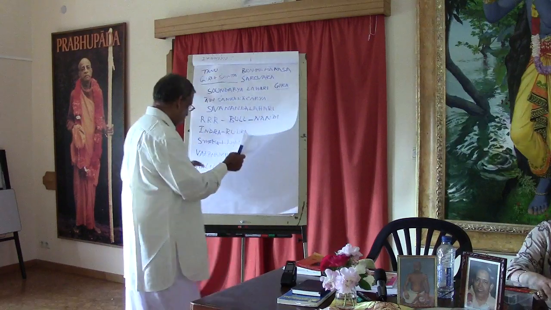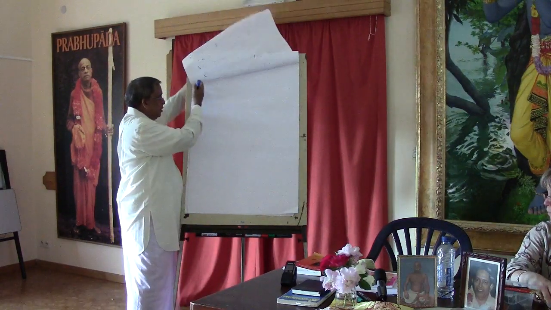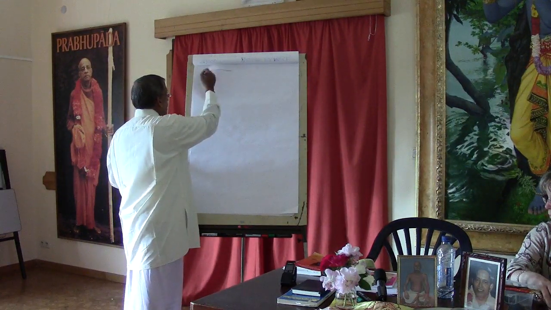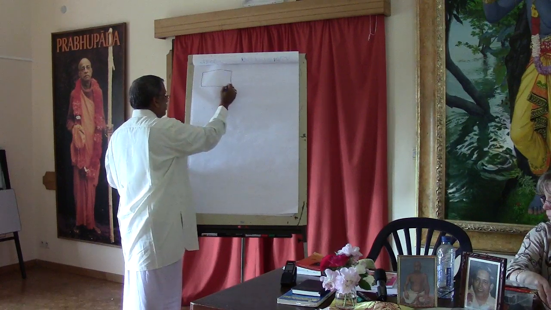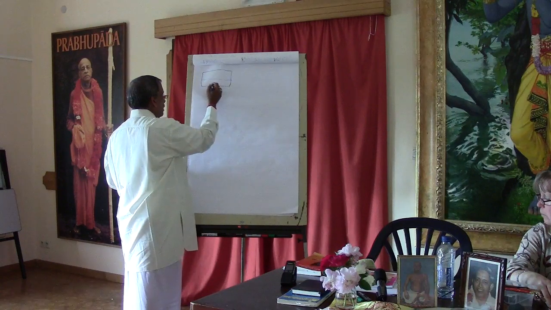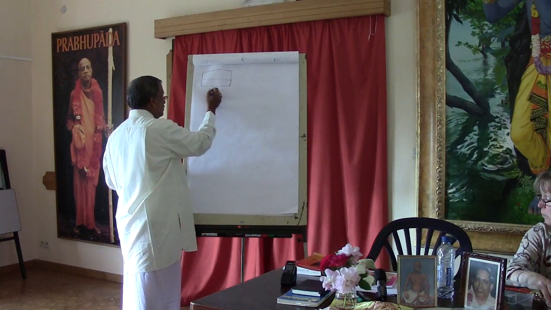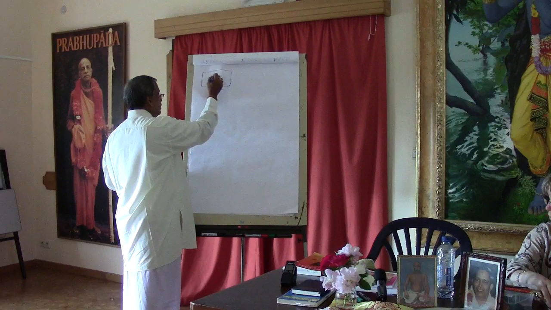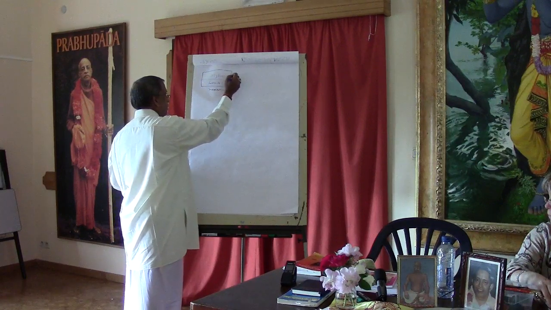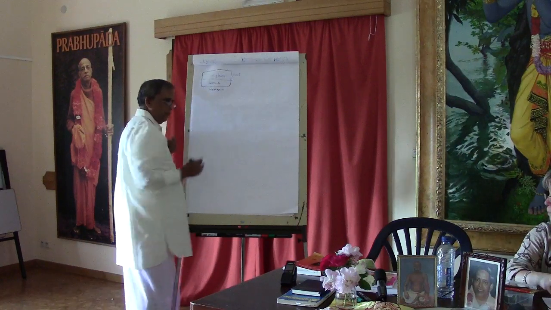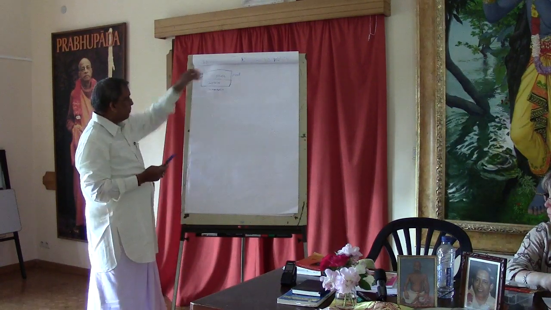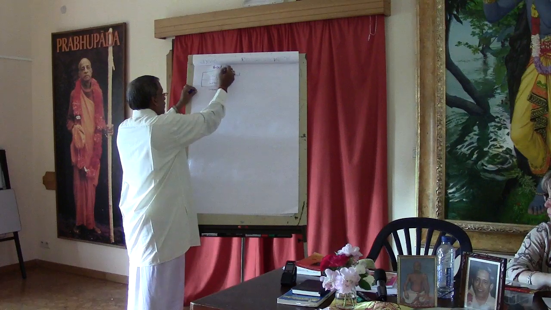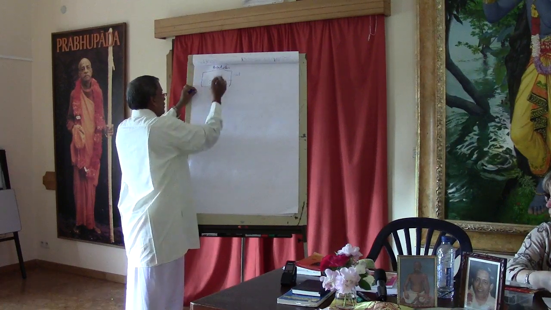In your mind, you have the higher strata and the lower strata. For example, is the mind. So in the mind you have the lower part and higher part. The lower part is in contact with the senses. So the higher part of the mind is in contact with buddhi, and the lower part is in contact with the senses.